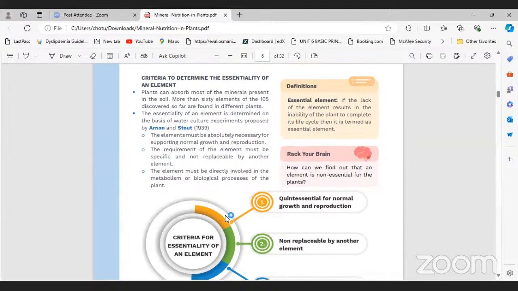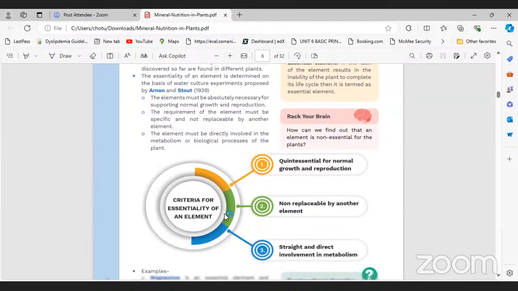See, essential elements: the lack of the elements results in the inability of the plant to complete its life cycle, then it is termed an essential element. How can we find that elements are non-essential for plants?